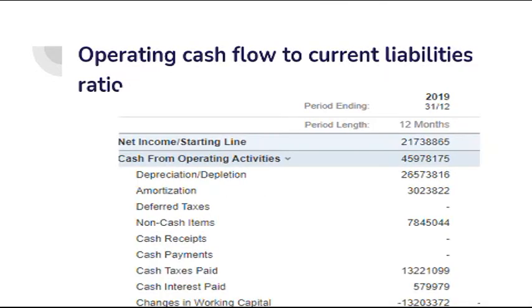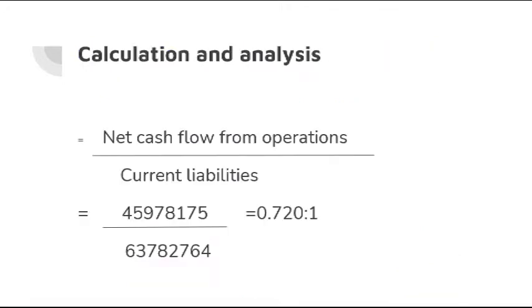Now, the next ratio is operating cash flow to current liabilities ratio. Again, considering the same example of Samsung company, here's an extracted cash flow from operating activities. This is the position of the company in 2019. Now, the formula says that it is net cash flow from operations divided by the current liabilities. The ratio comes out to be 0.720 is to 1.